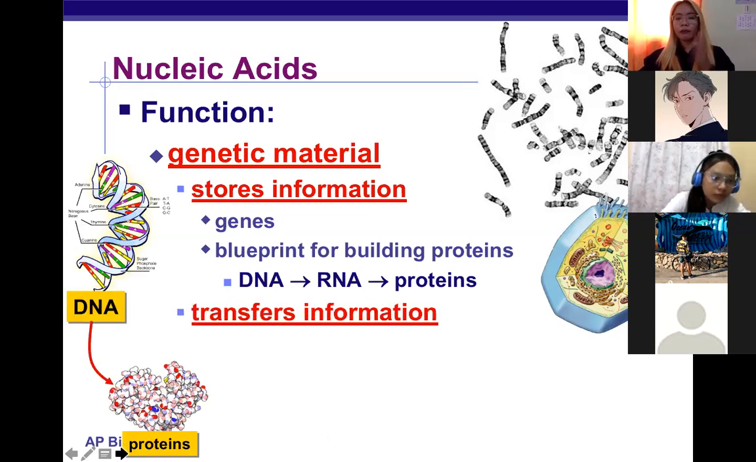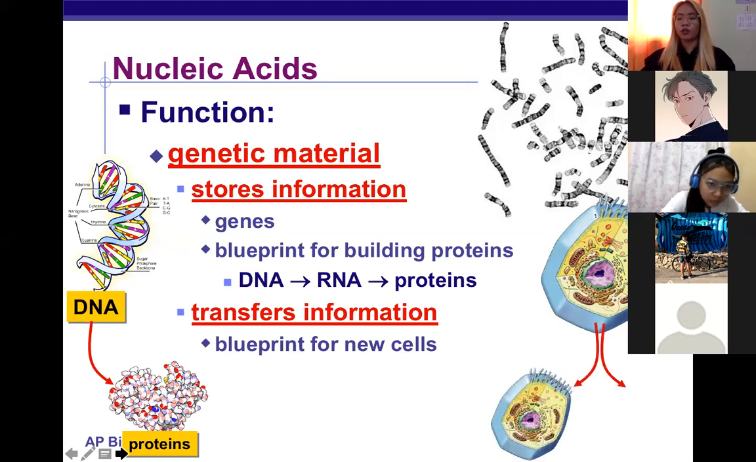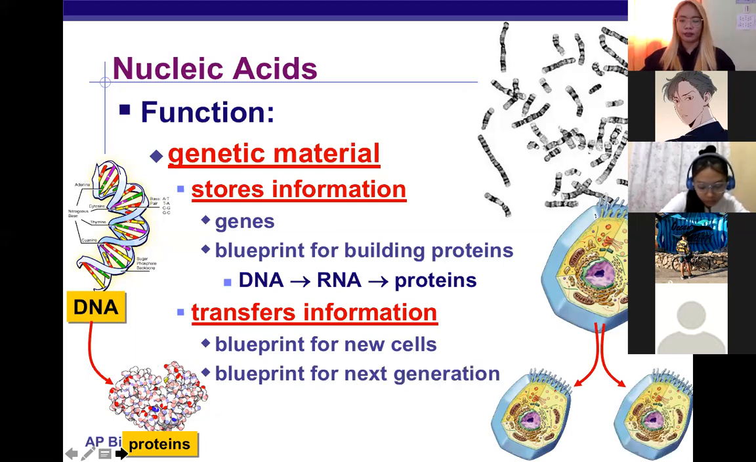Okay, so from DNA, the information is transferred to the RNA, and then the RNA will transfer this information to the proteins so that the proteins can now do their specific function. Okay? That's why they call it the blueprint for new cells. So yung paggawa ng panibagong cells and other organelles is contained in our genetic materials. Okay?